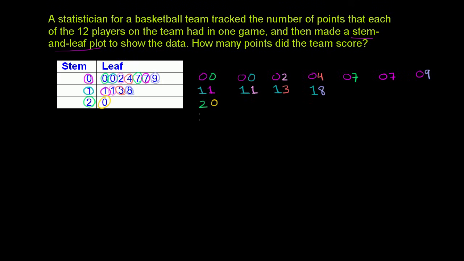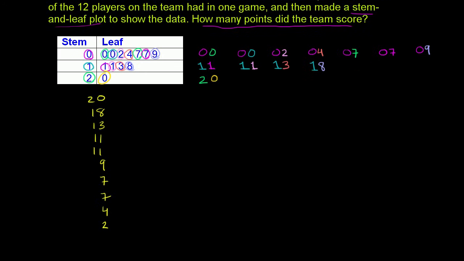But let's actually answer the question they're asking us. How many points did the team score? Here we just have to add up all of these numbers. I'll start with the largest: 20 plus 18 plus 13 plus 11 plus 11 plus 9 plus 7 plus 7 plus 4 plus 2. Did I do that right? We have 2 11s, then a 9, then 2 7s, then a 4, then a 2, and these 2 players didn't score anything. So let's add all of these together.